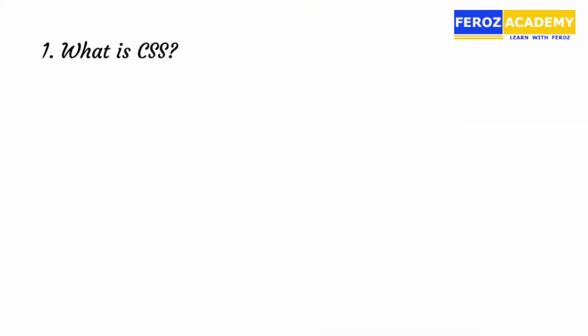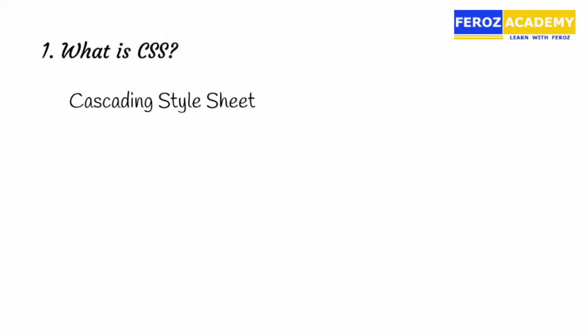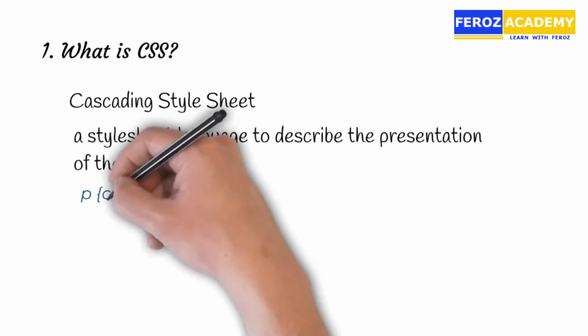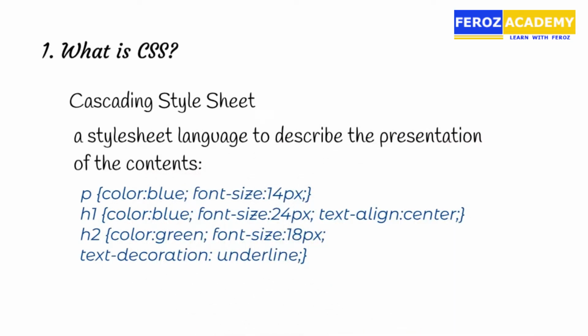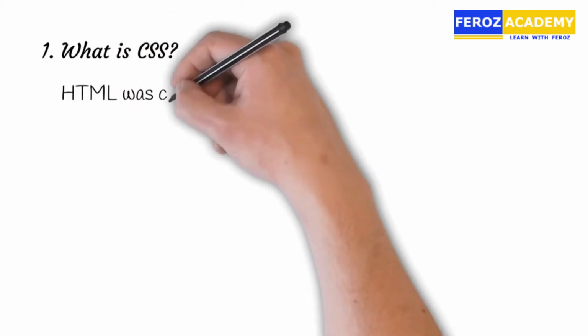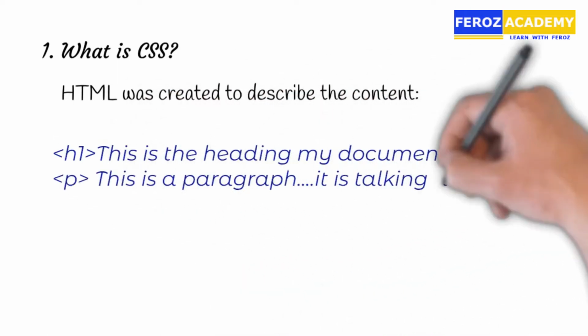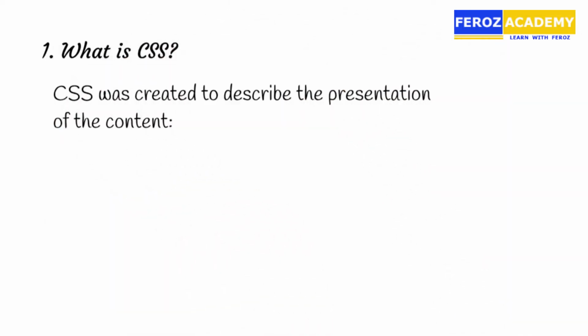What is CSS? CSS is the short form of Cascading Style Sheet. It is a language, also called style sheet language, which is used to create a style sheet. A style sheet is a document written in a style sheet language to define or describe the presentation of the contents written in a markup language, such as HTML, XML, and so on. The difference between HTML and CSS is that HTML was created to describe the content, whereas CSS was created to describe the presentation of the content.